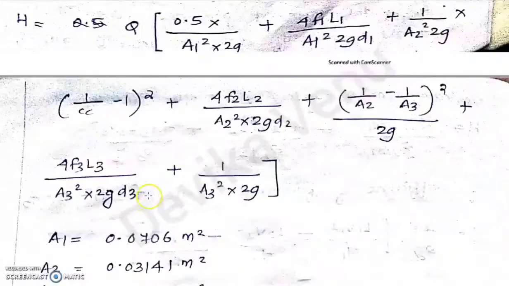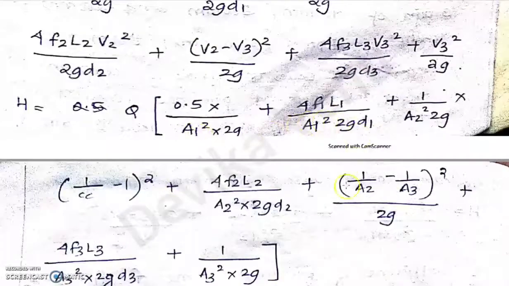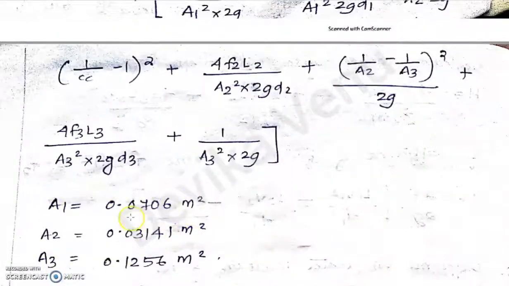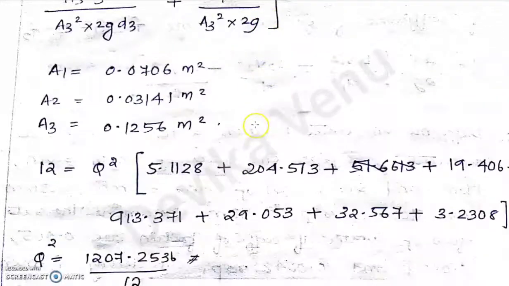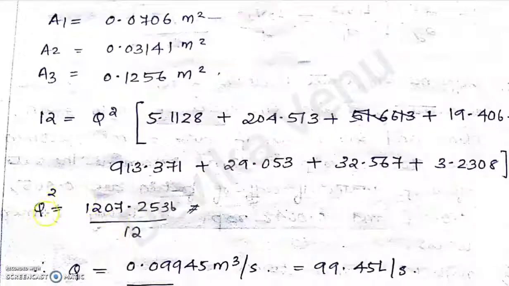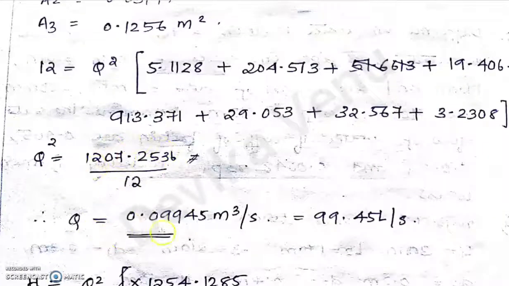You know that A1, A2, A3 you can find out with the help of D1, D2, D3, so these are the values. You substitute in the equation. You show the substitution first, and you know that H is given as 12 meters. From here we can find out Q square and take the square root. You will get the discharge in meter cube per second. Here I have simply converted it to liters per second.